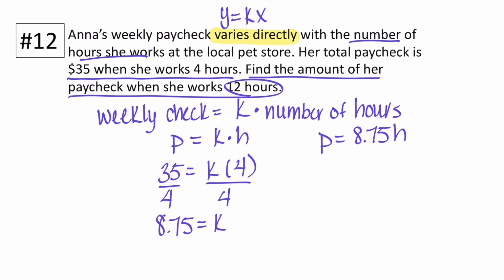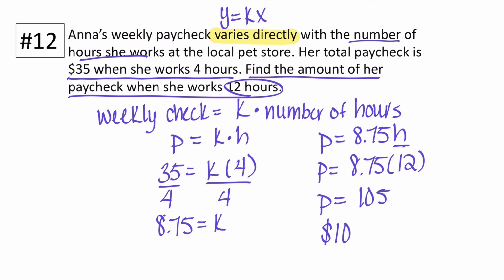So we can plug in this value of 12 hours for H and solve to find the value of P. So her paycheck will equal $8.75 times 12. So that means that P equals 8.75 times 12, which is 105. So that means her total paycheck will be $105.